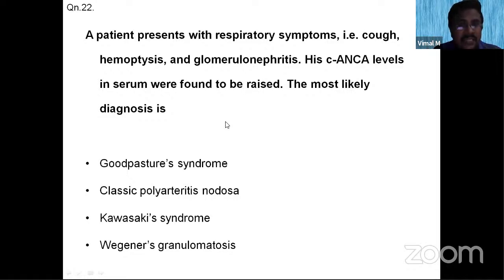If antibodies are formed against this, the basement membrane gets damaged, and the patient will present with features of glomerulonephritis, mainly hematuria. And also the patient will present with a respiratory symptom, that is hemoptysis, because of the sharing of antigens between the alveolar capillary membrane and the glomerular capillary membrane. So both these symptoms, hematuria and hemoptysis, can be seen in both Goodpasture and Wegener's. But why we are answering Wegener's here, preferring Wegener's, is that C ANCA levels are usually elevated in Wegener's.